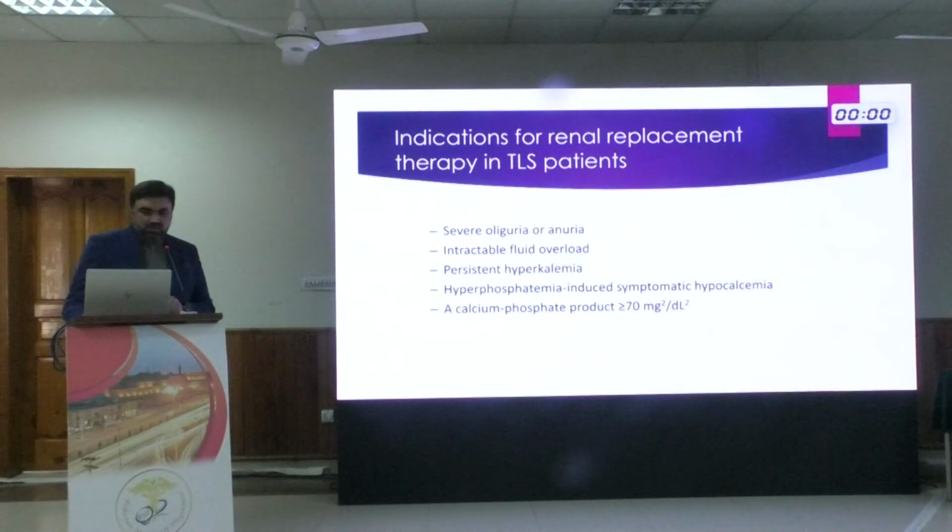So the indications for renal replacement therapy in tumor lysis syndrome are severe oliguria or anuria, intractable fluid overload, persistent hyperkalemia, and hyperphosphatemia-induced symptomatic hypocalcemia.